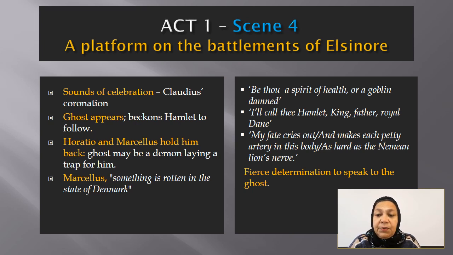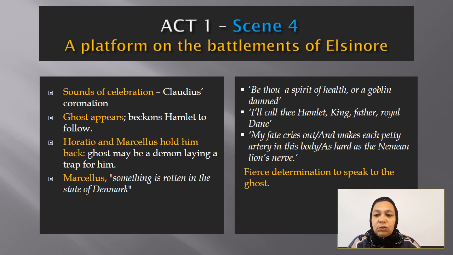The ghost then appears and beckons Hamlet to follow, and Horatio and Marcellus hold him back because they are scared that the ghost might basically be a demon laying a trap for him. Hamlet questions the ghost's appearance, and he addresses him and asks, be thou a spirit of health or goblin damned? You can sense the desperation when he says, I'll call thee Hamlet, king, father, royal Dane. So once again, he shows his respect for his deceased father.